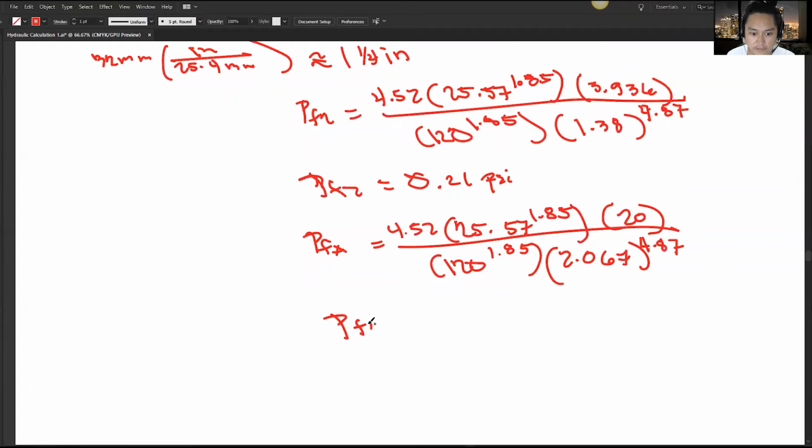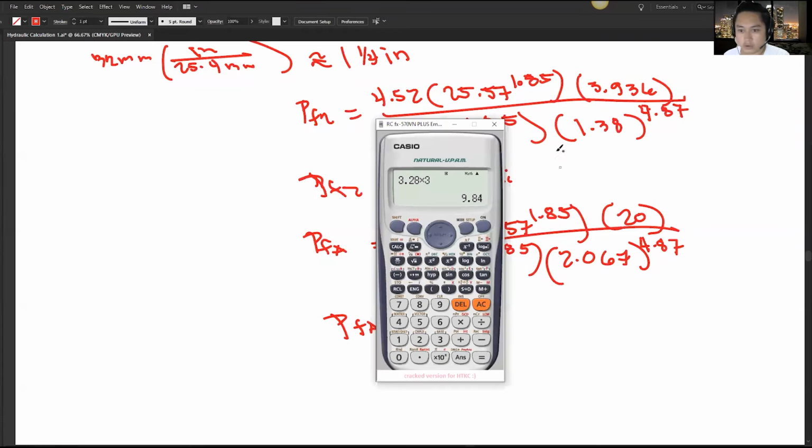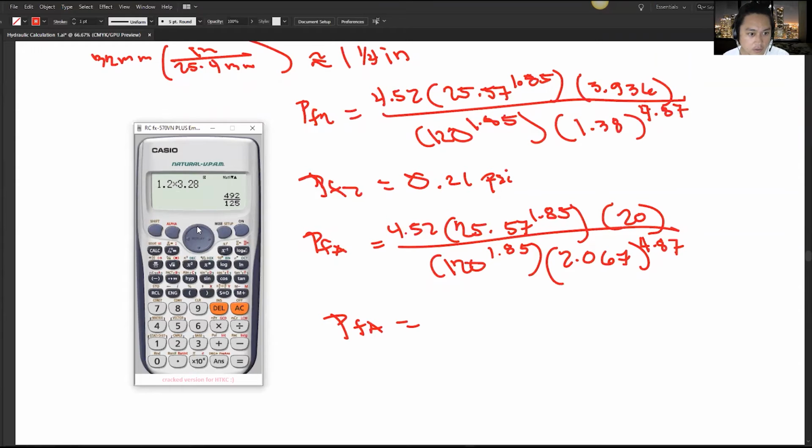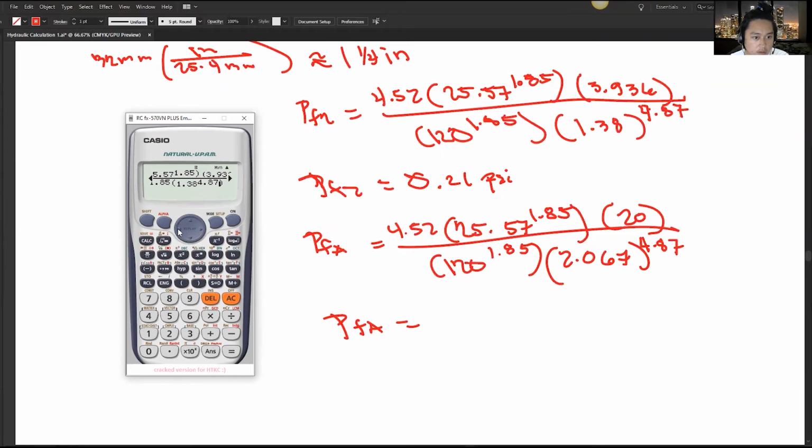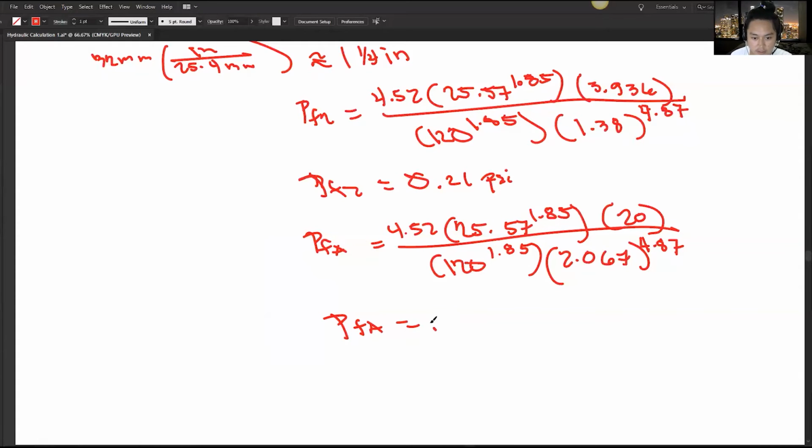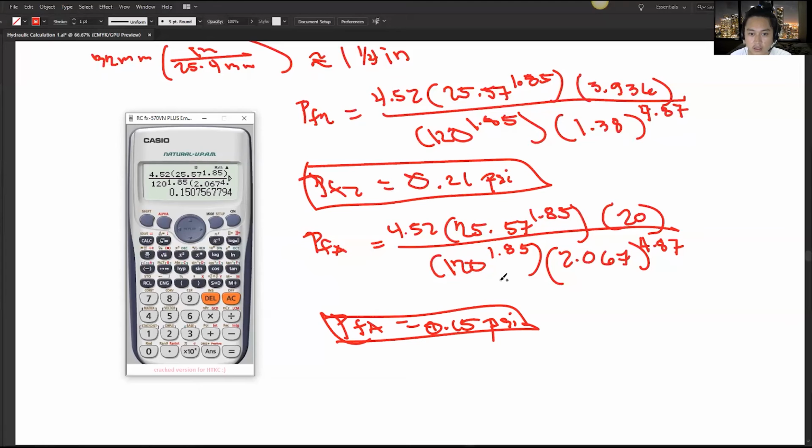2.067 raised to the power of 4.87. So PFA is equal to, where's our calculator here? Oh, there. So we enter 2.067, 120 to the 1.85, we change the length to 20 feet, the flow is the same, 25.57, and 4.52. We enter, and we've got 0.15 psi. We input that in our table.